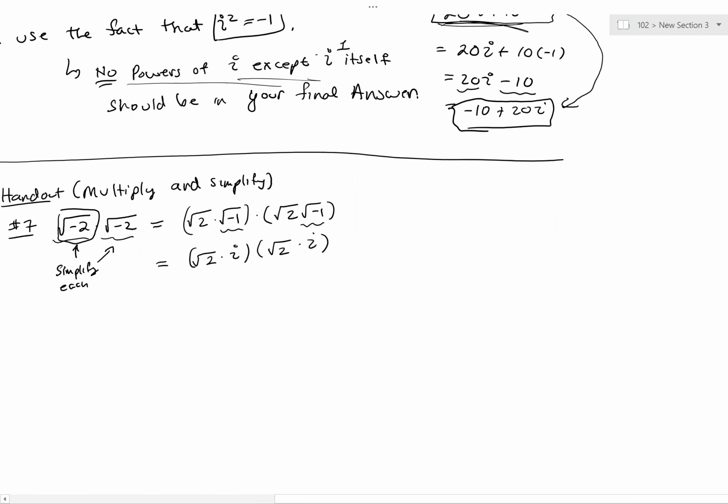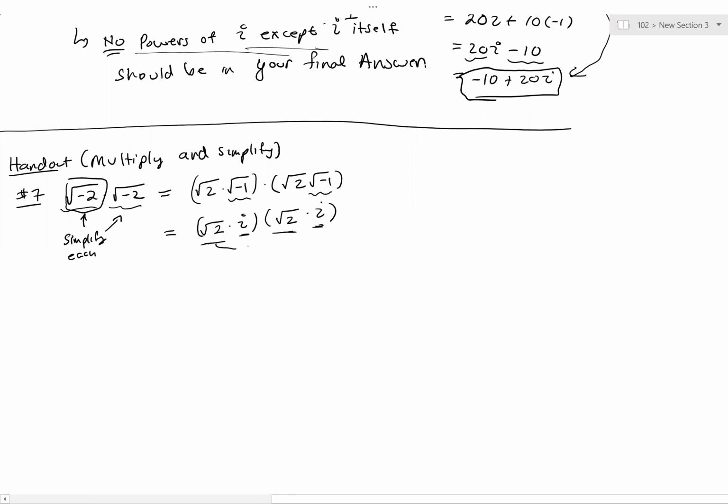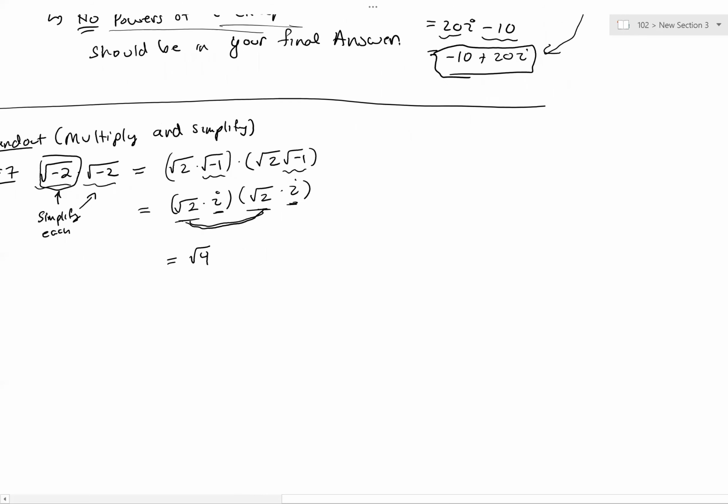Now when I multiply these, we're going to multiply them just like we did in earlier sections. I'm going to multiply the two radical expressions together, and then any other numbers that are lingering around, I'll multiply those as well. I'm not foiling or anything, right? These aren't binomials. So I'm just multiplying the square root of 2 times the square root of 2. That gives the square root of 4, or you might just notice that that's 2 right off the bat. That's fine. Then I'm going to multiply the i and the i. That'll give me i squared.